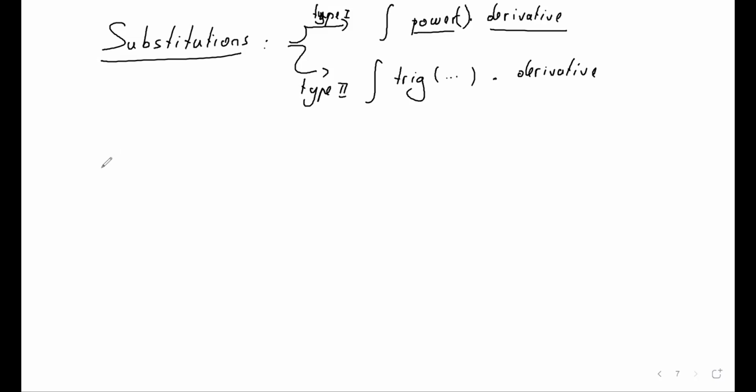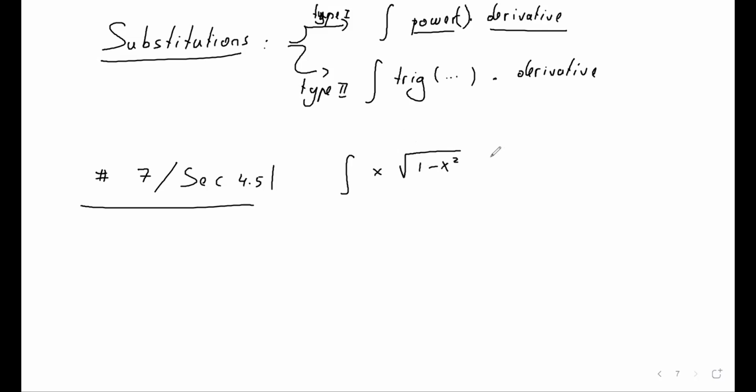So the first example is the one in number 7 of the section. And these are illustrative problems. It's very intentional that they are listed like that, because they reflect the two types of problems. This is section 4.5. So they want us to calculate the integral of x square root of 1 minus x squared dx.